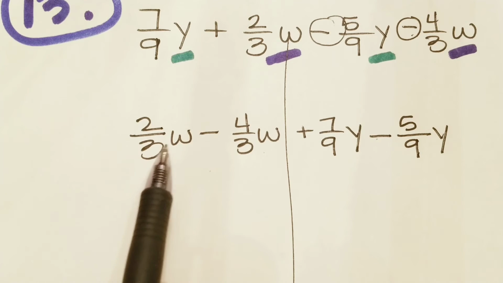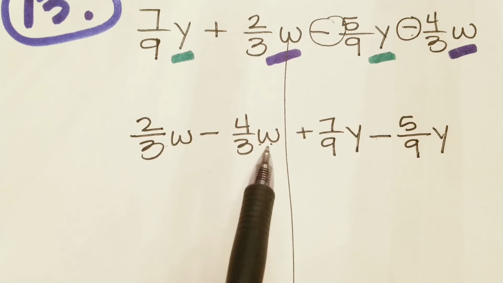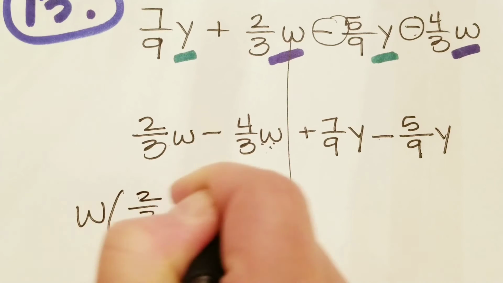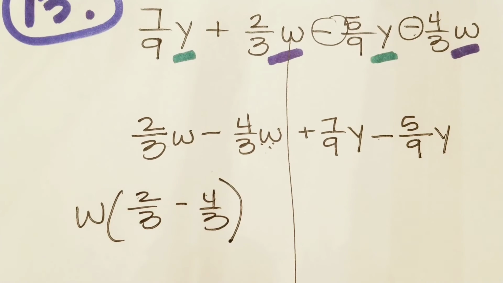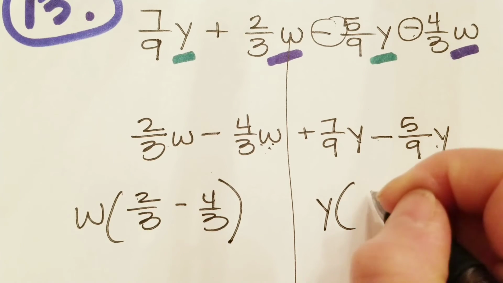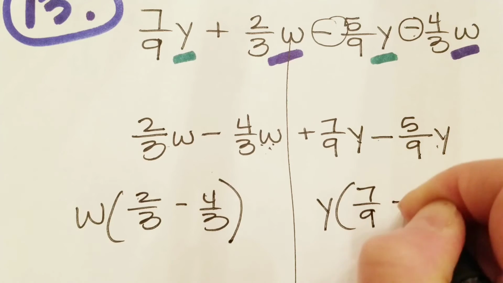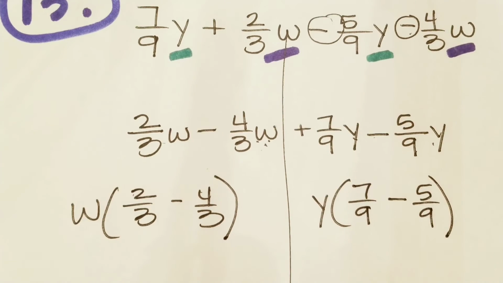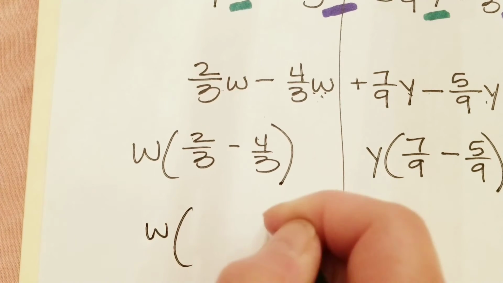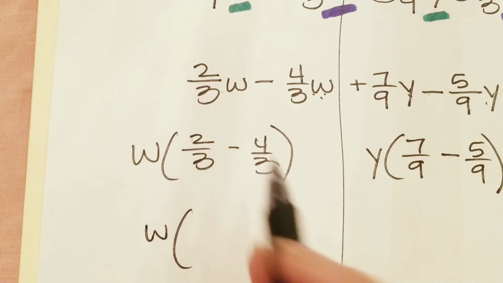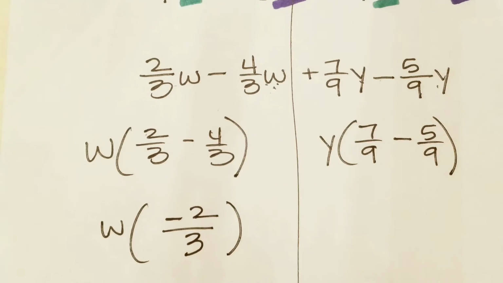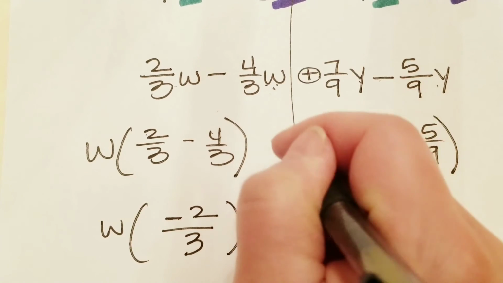So I recognize that I can pull out my W's here and write 2/3 minus 4/3. And over here, same thing, pull out the Y because they're like terms, and write the coefficient out, 7/9 minus 5/9. Okay, and then I'm going to simplify this. 2 minus 4 is a negative 2 over 3, and then over here I have, and again there's a positive sign here, so it's plus plus.